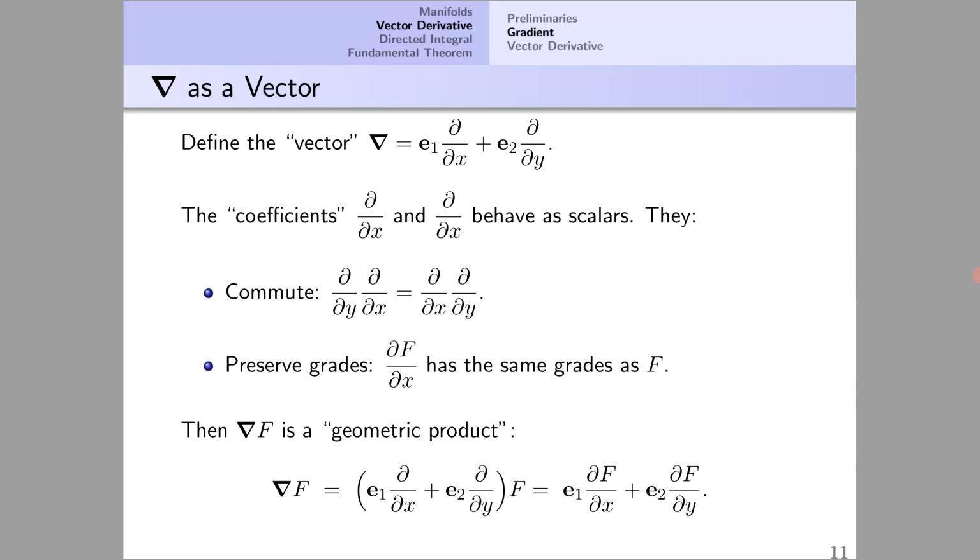Then you can think of the gradient of f as a geometric product, the vector del times the multivector f, written this way, and that expands to this.